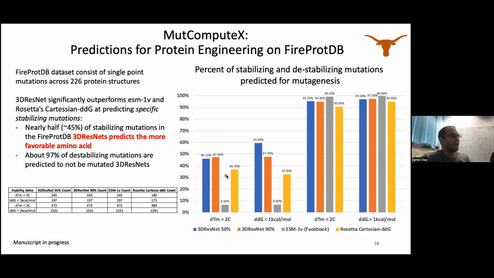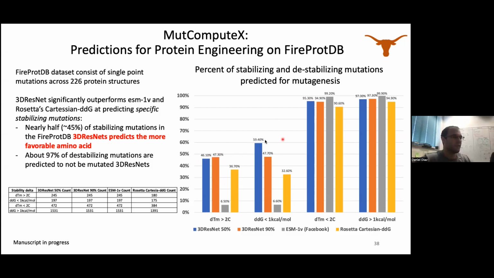And you can see, given that the mutation improved the protein by at least 1 kilocal per mole or 2 degrees Celsius, the ResNets are able to predict to make that mutation almost 50% of the time, between 40 to 50%, depending on the model, but about 47%.